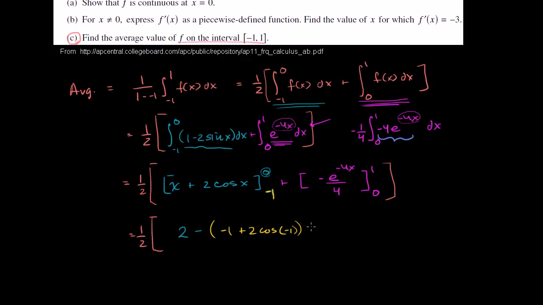And then we have plus, we want to evaluate this at 1. So this gives us negative e to the -4 over 4, since negative 4x when x is 1 is -4. And from that we need to subtract this thing evaluated at 0. So that's going to be negative e to the 0 over 4. Well, e to the 0 is 1, so that's just -1 over 4. And once again, all of this is going to be multiplied by 1/2.